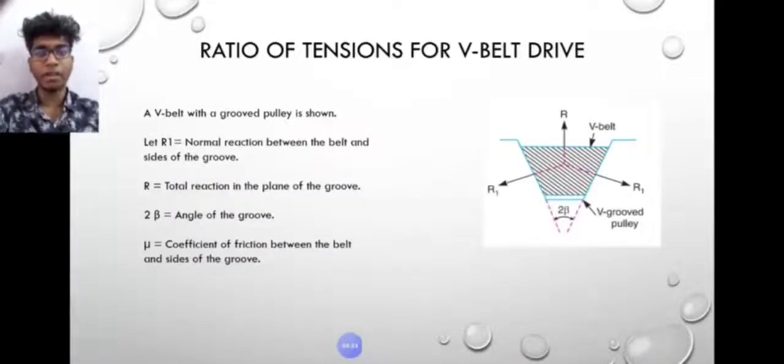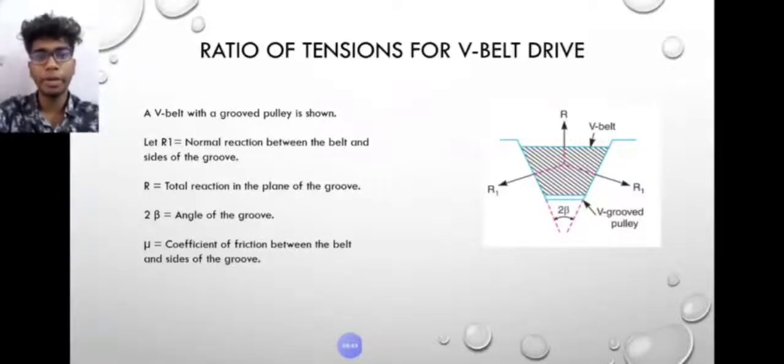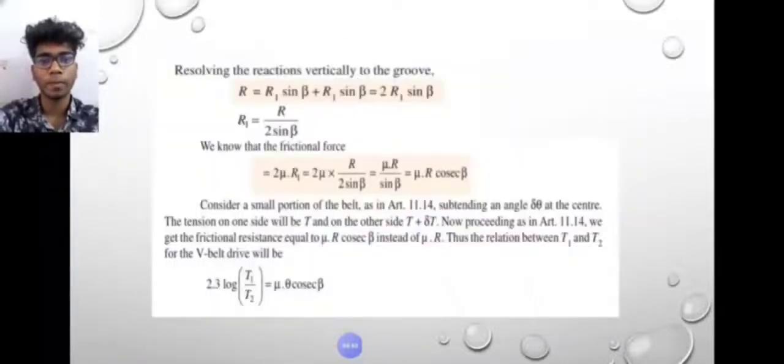Ratio of tensions for V belt drive. A V belt drive with a grooved pulley is given in the diagram on the right side. Let R1 be the normal reaction between the belt and the sides of the groove. Let R be the total reaction in the plane of the groove. 2 beta is equal to the angle of the groove. Mu is the coefficient of friction between the belt and sides of the groove.